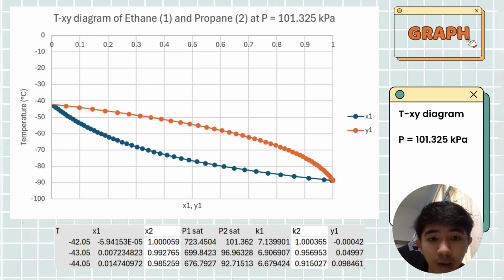After determining that, we have to calculate P1 sat, the saturation pressure of ethane, and P2 sat, that of propane, at the given temperatures in the table using the Antoine equation. After that, we will use the pressure at 1 atm and P1 sat, P2 sat to calculate the value of x1. After that, we will calculate the value of K1 using P1 sat and the pressure at 1 atm. And lastly, we will use the values of K1 and x1 to calculate the value of y1. The steps are roughly similar to what we did earlier, so we can apply that.